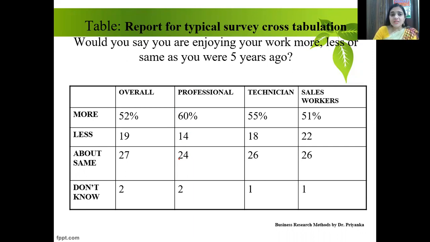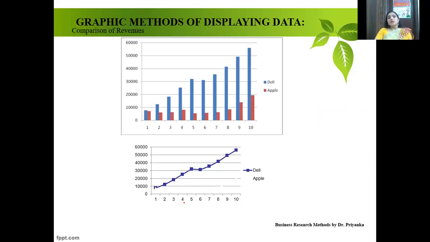But in the case of charts and graphs, you do not have to read everything. You will just have a look and you will come to know that this is the portion which is more utilized, and this is the less utilized portion. When it comes to the comparison of revenues of Dell and Apple, it can easily be seen from here that revenues of Apple are less than revenues of Dell. This way you can see it just by having a look at it, right?